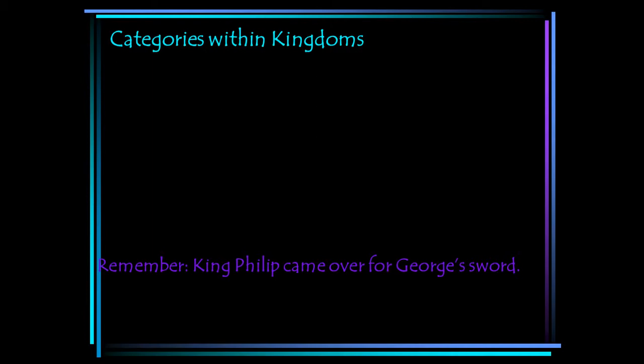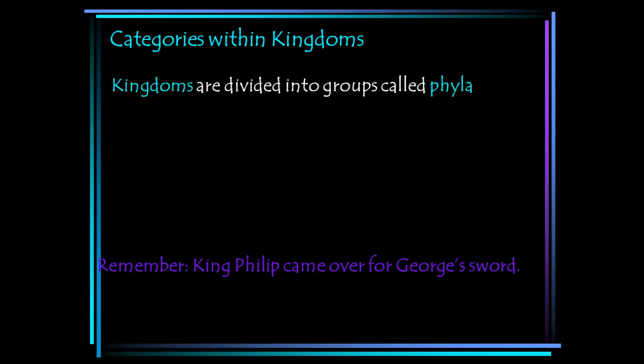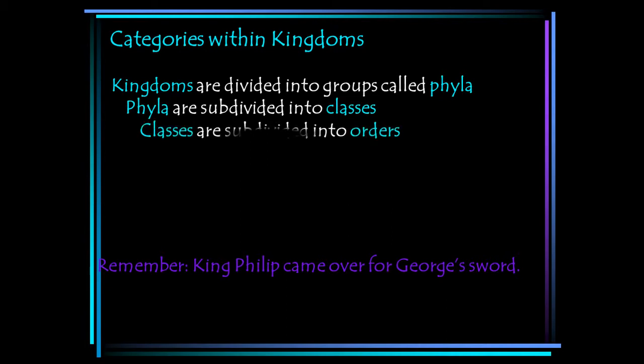If you want to remember the order that these go in, remember this sentence. King Philip came over for George's sword. We start with the kingdoms. These are divided into groups called phyla. Phyla are divided into classes. So you can see we're following the sentence. Kingdom, phylum, class.